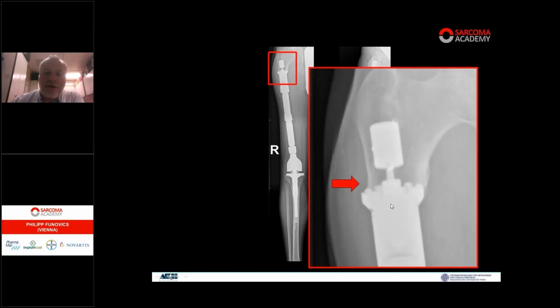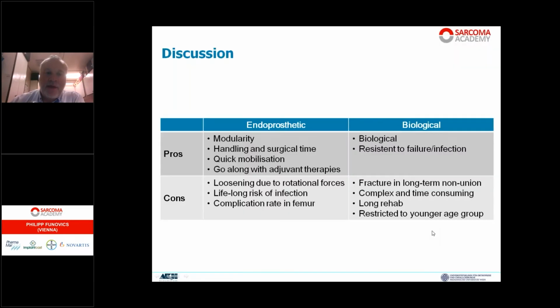He's doing fine, ambulating normally, and no signs of recurrence. And you can see that also the proximal compress has healed in with this elephant foot sign onto the base plate. So in terms of discussion, we see the pros of endoprosthetic in modularity, easy handling, and quick surgical time. Patients are quick out of bed, and these systems, due to the possibility of cementation, may perfectly go along with adjuvant therapies and limited modes of bone healing.